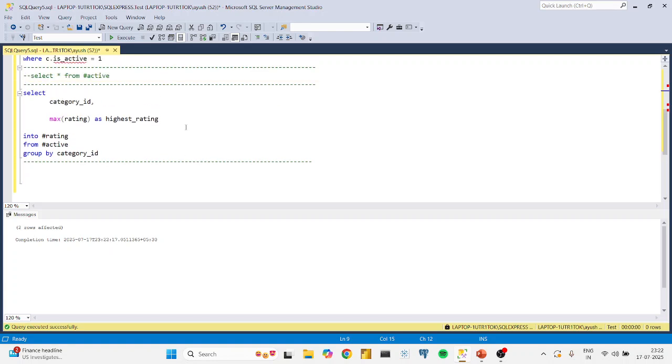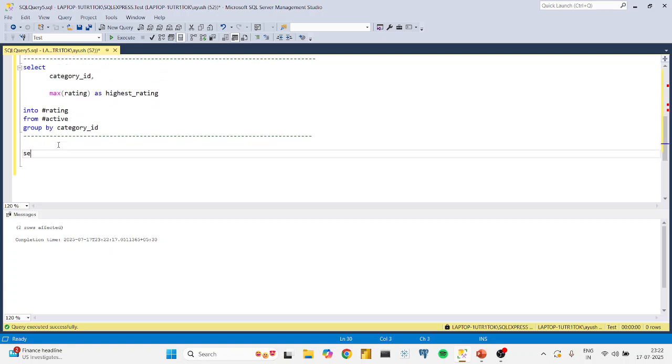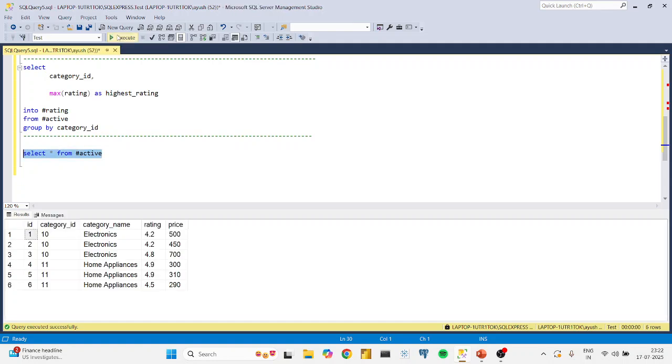So what we are going to do is find the minimum price. Okay, let's again select star from, let's look at our table, the table that we combined the product and the categories table. So we have to find the minimum price among those who are highest rated. So for the 10th category, we are going to fetch this 700 because the rating does not clash. So this would be the only price that we are going to get, because for highest rating we have to get the price. For the 11th category, we are going to fetch this 300 price, not this 310, since the highest rating is being clashed, we are going to fetch this one.